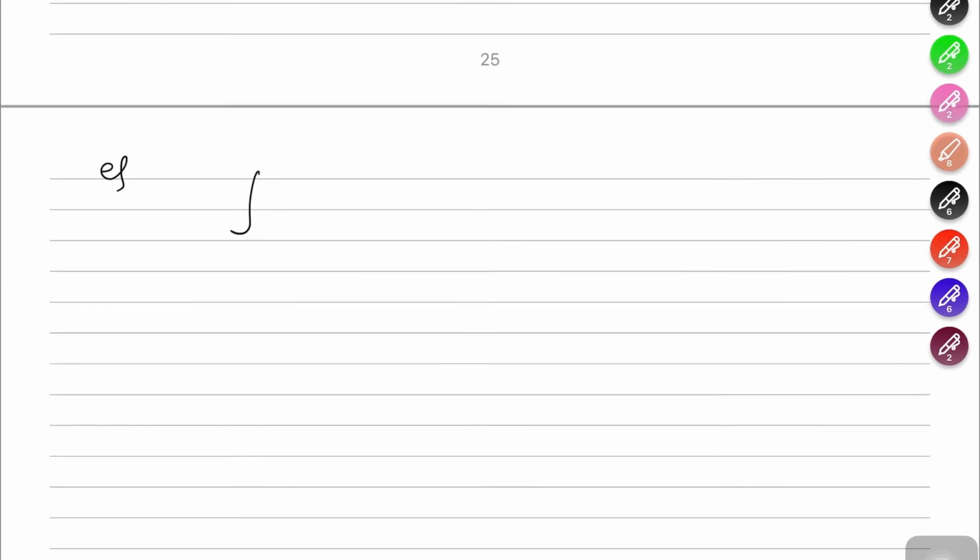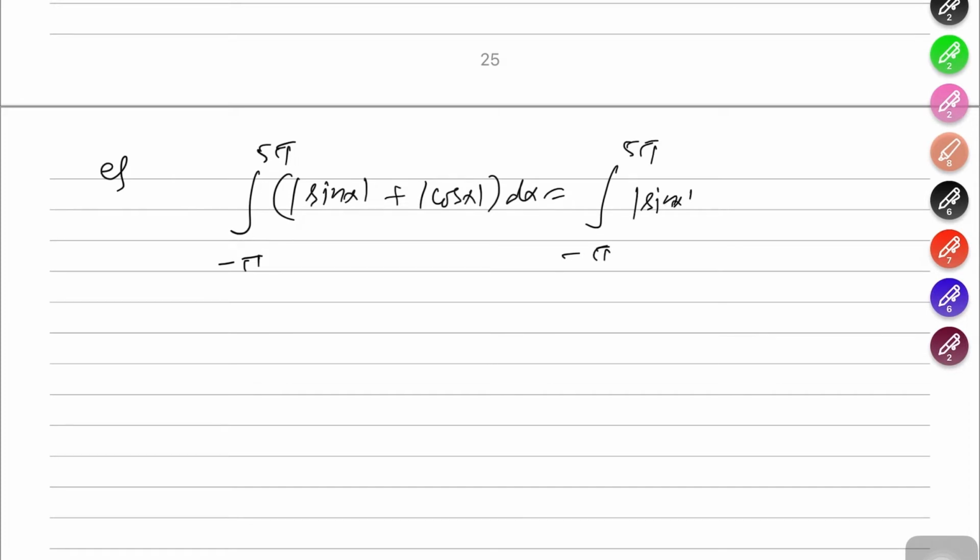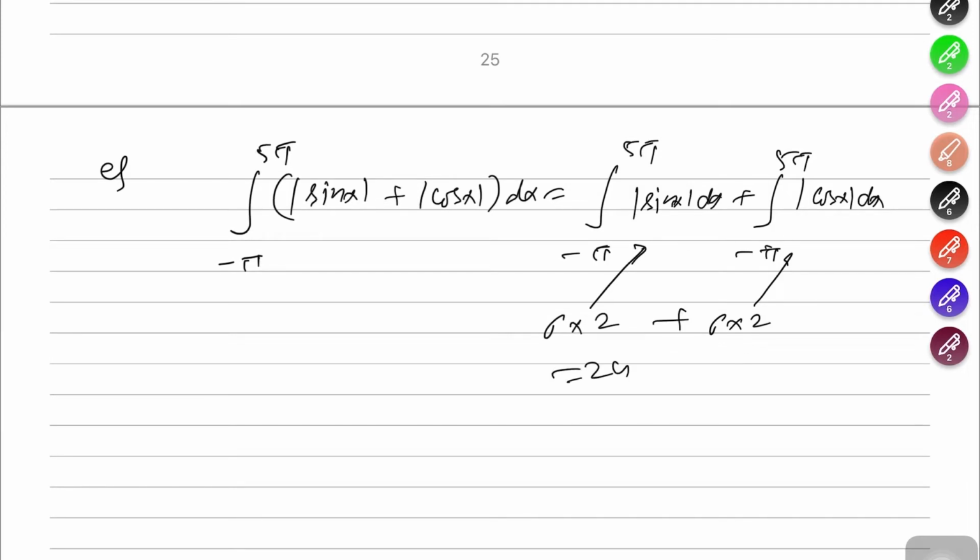Okay, let's take one more example. Let's say minus pi to 5 pi of mod sin x plus mod cos x dx. We can separate it: minus pi to 5 pi of mod sin x dx plus minus pi to 5 pi of mod cos x dx, and this will be 5 minus (minus 1), 6 into 2, and this is also 5 minus (minus 1), 6 into 2. So the answer is 24.